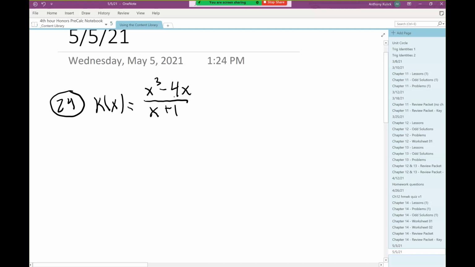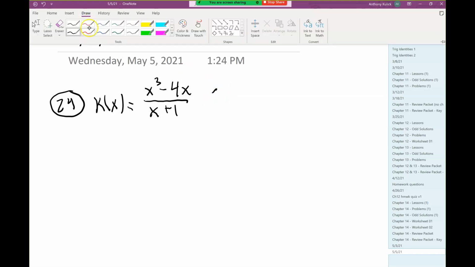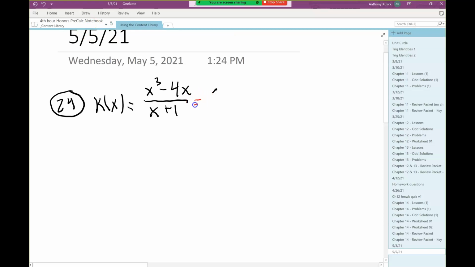So, first thing I would do is factor to see if there's any reducing that I can do. So I can take out a greatest common factor of x, and then what's left would be a difference of 2 squares. But there's no factors that are identical, so there's no reducing to do, so that's fine.